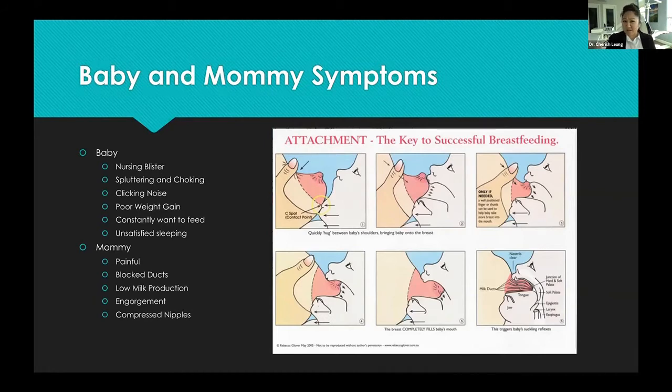Are they having blocked ducts? Low milk production, engorgement because their milk isn't leaving their body? Are they having compressed nipples with the little creases, or a lot of bleeding and cracking? Those are all symptoms that maybe something's going on.